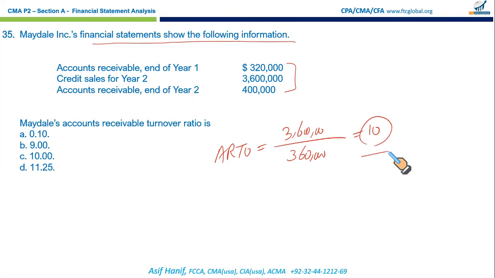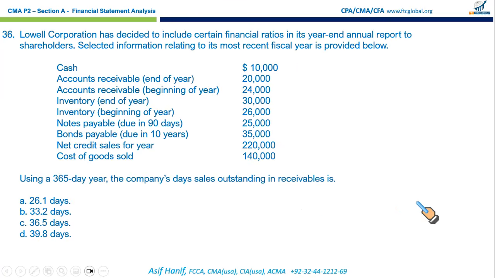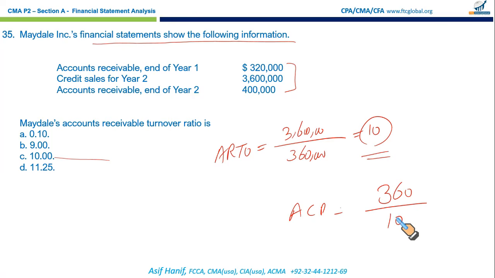It means your customers pay you 10 times in a year. You've got the answer, but if you need to find out after how many days they pay us, average collection period is equal to the number of days in a year, which is normally 360 or 365, divided by your account receivable turnover. That means on average your customers pay you in 36 days.